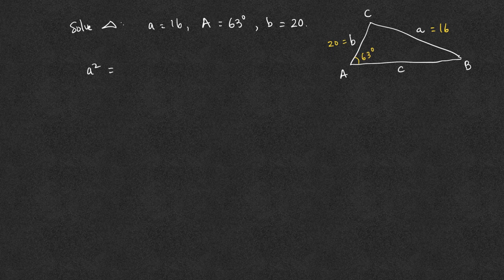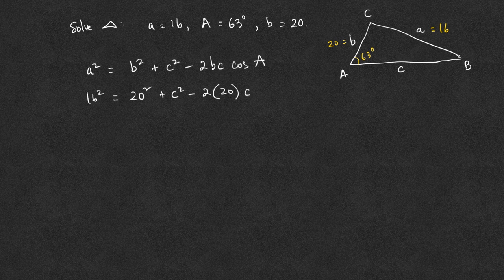a squared equals b squared plus c squared minus 2 times b times c times cosine of the angle opposite to a. a is given as 16, b is also given as 20, and c is unknown. So we substitute the given information into the law of cosines. b is 20, c is unknown, and capital A is 63 degrees.